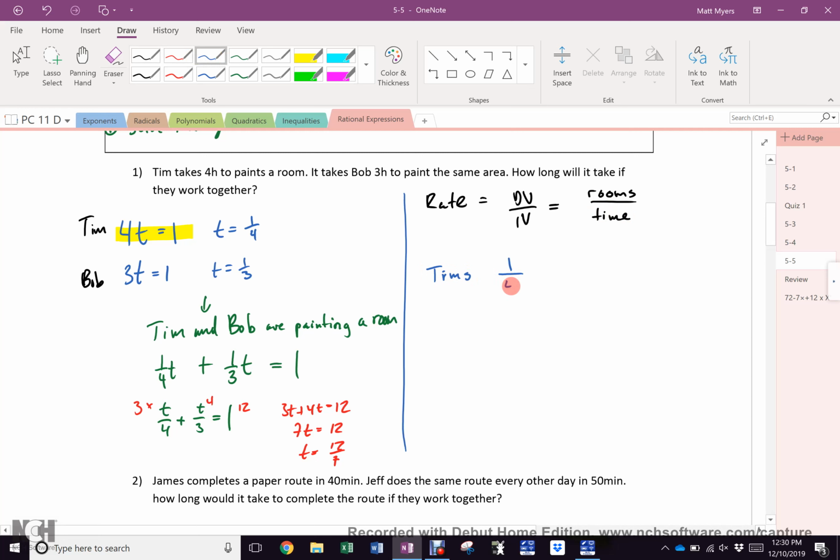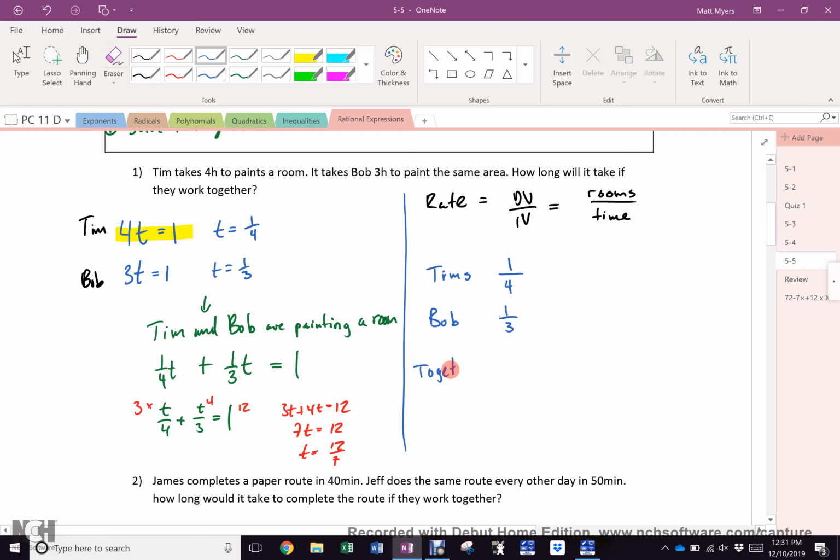One room in 4 hours. What is Bob's rate? One room in 3 hours, yes? Right? Everyone agrees? Okay. And what is the rate of them together?